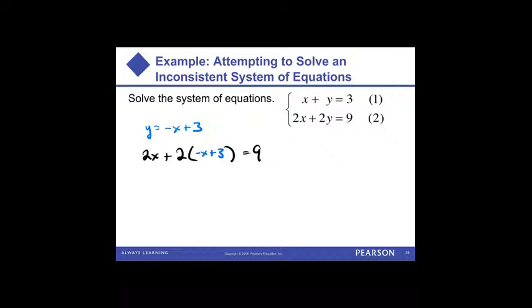Okay. So then if we distribute, we'll get 2x minus 2x plus 6 equals 9. These add to 0. We get 0 equals 3, which is false. This is false.